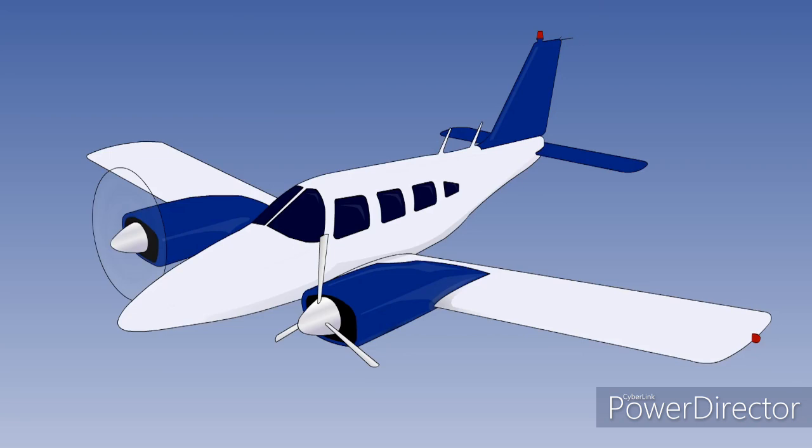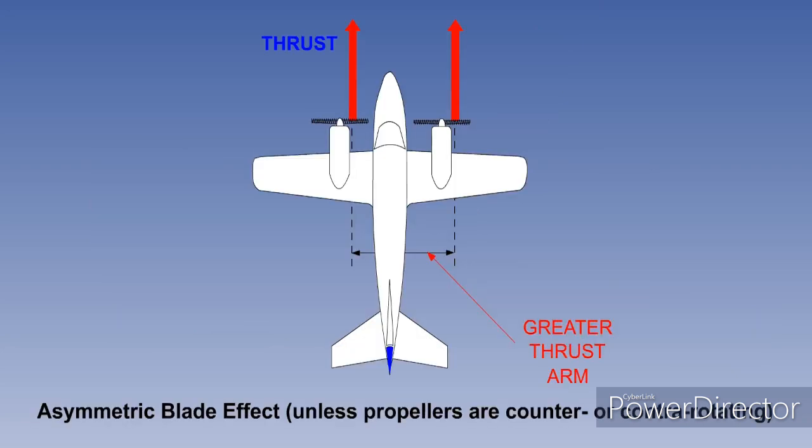There is no torque, since it is not rotating, and the parasite drag is at a minimum with the blade's edge onto the airflow. If both engines rotate clockwise, the right engine has a longer thrust arm, and failure of the left engine gives a greater yaw moment. This asymmetric blade effect, or P factor, is absent with counter-rotating and contra-rotating propellers, and of course on jets.